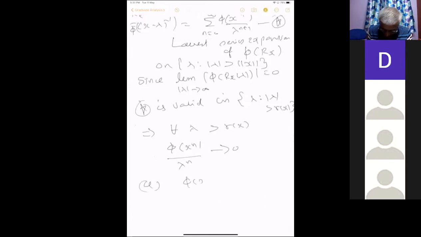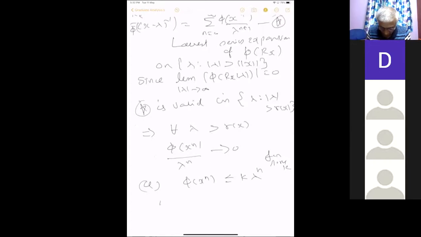That is, |phi(x^n)| is less than or equal to k times lambda^n for some k. In particular, it's bounded for some k, right? That's a series which converges, so the elements have to go to 0. There is a lambda^(n+1), but that doesn't matter; you can take it as lambda^n. And then it is bounded.